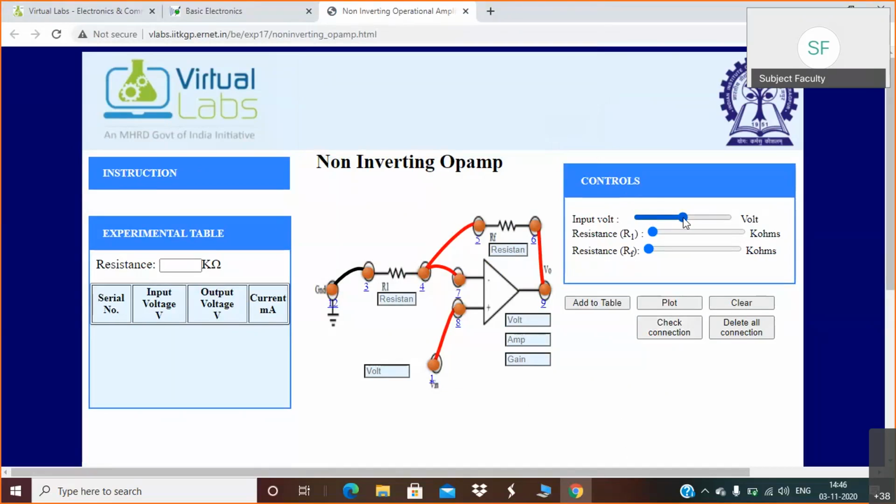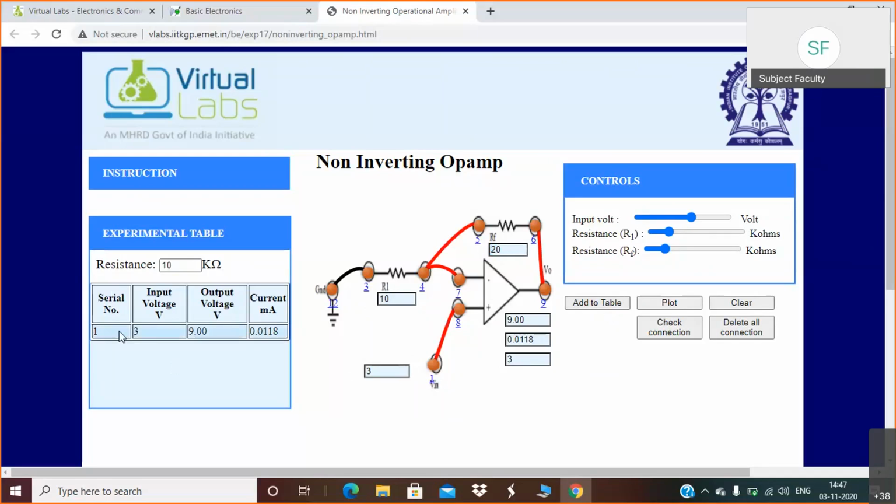Now you have to select R1. So let's say R1 is 10 kilo ohm. I have taken R1 as 10 kilo ohm. Then RF I am keeping as 20 kilo ohm, and input voltage, input is here. Okay, so input will be displayed here. So input I am keeping as, let's say, 3 volt. So input is 3 volt, R1 is 10 and RF is 20. Okay, now you have to add this reading to the table. So I am clicking on add to table.